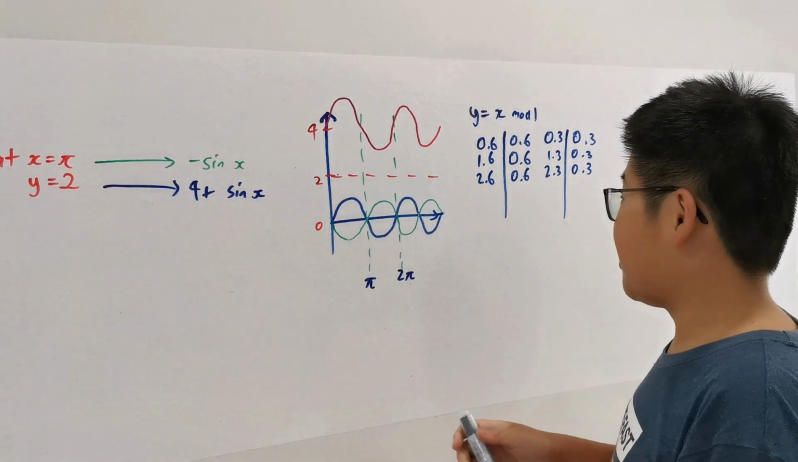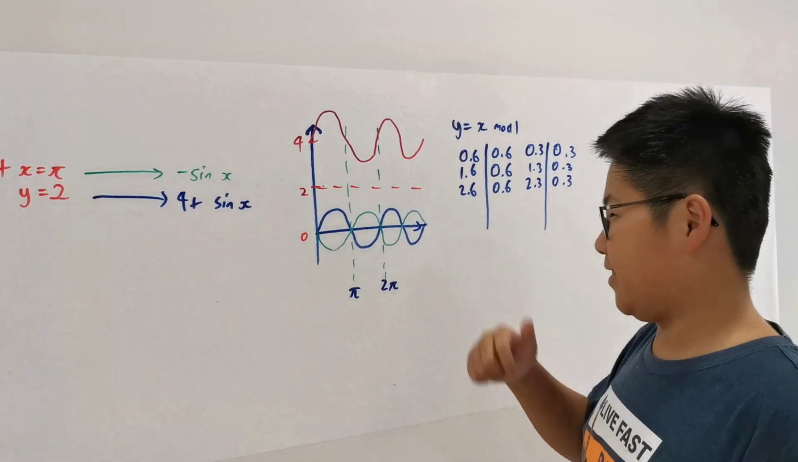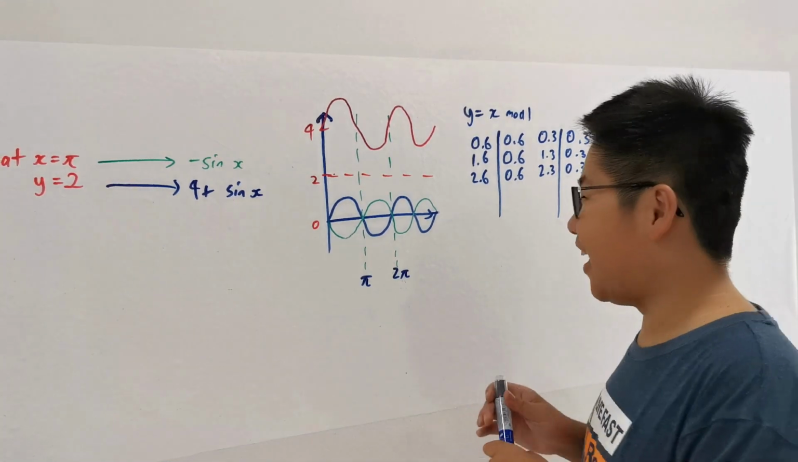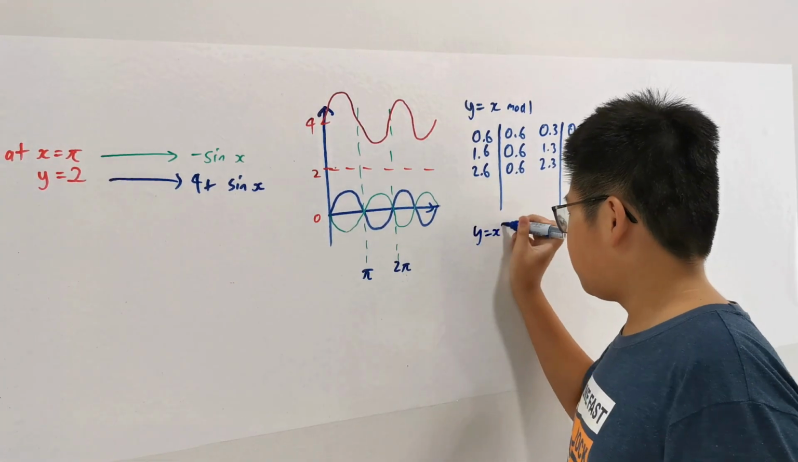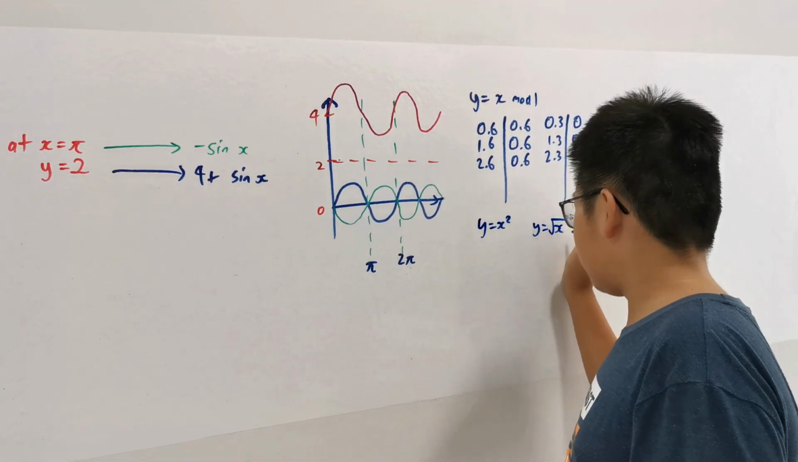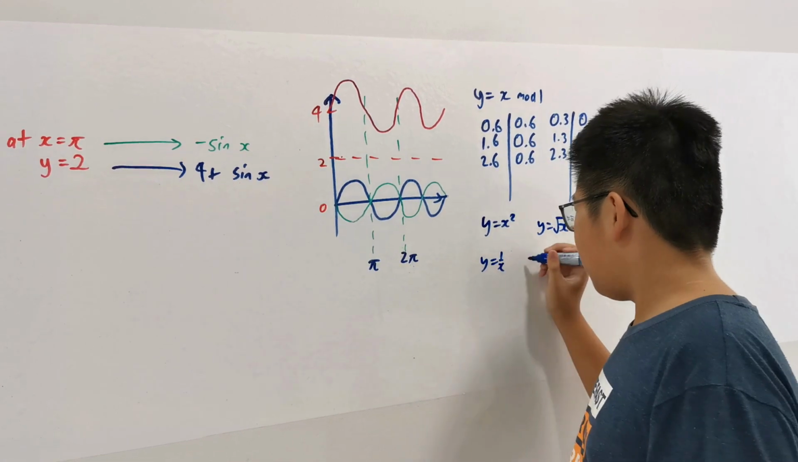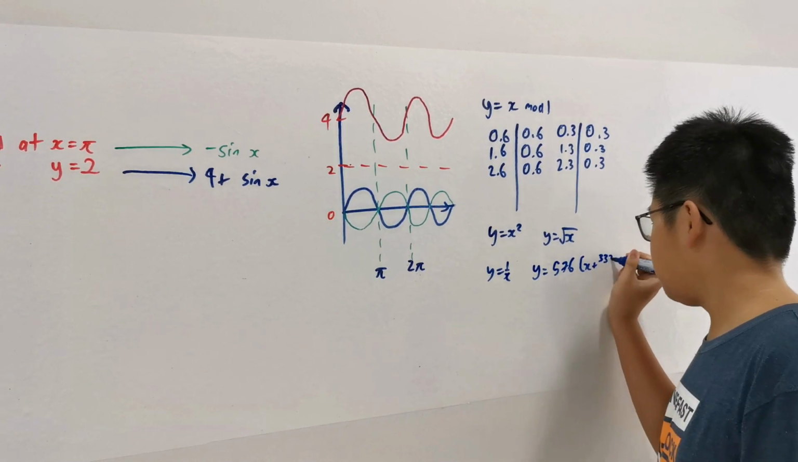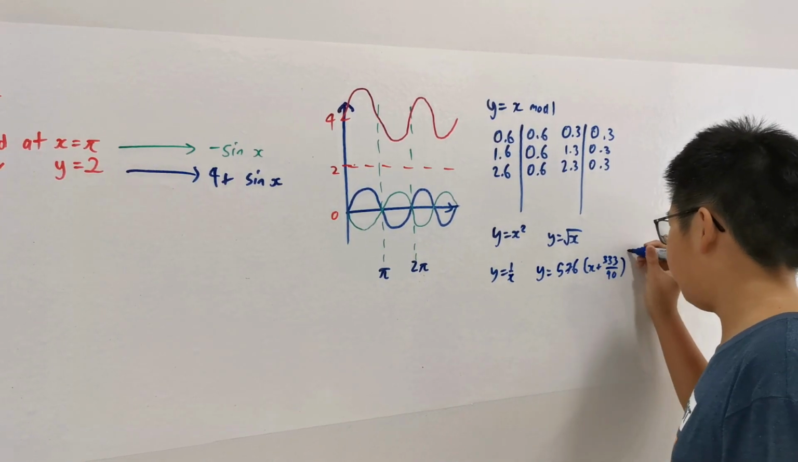Yeah, I hope this nice digression on periodic functions has given you a little insight into why sine x actually behaves like sine x and not any other graph like y equals x squared, y equals square root of x, y equals 1 over x, or y equals 576 times x plus 333 over 90 to the power of 5,000.